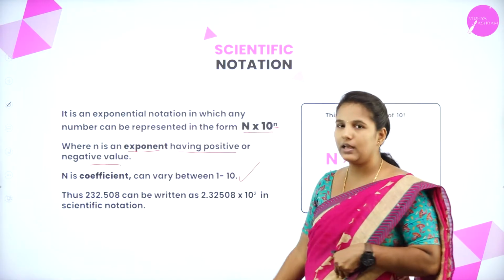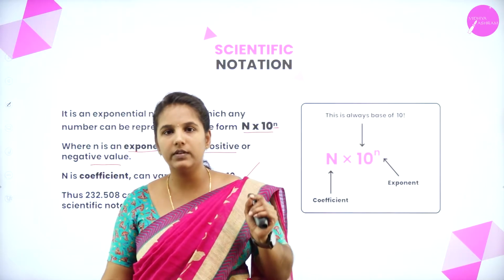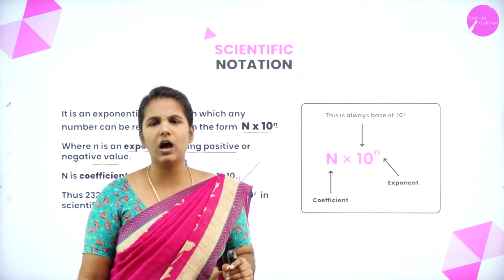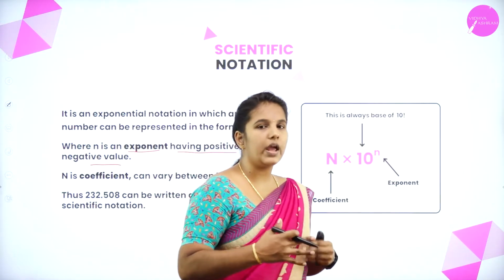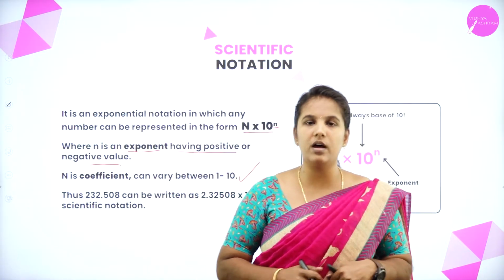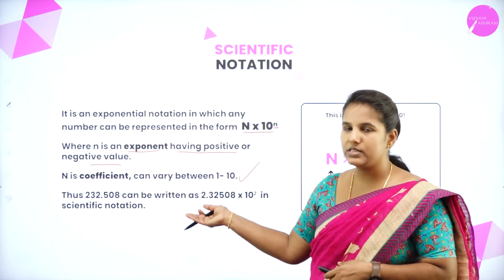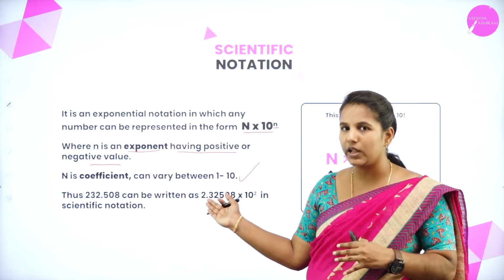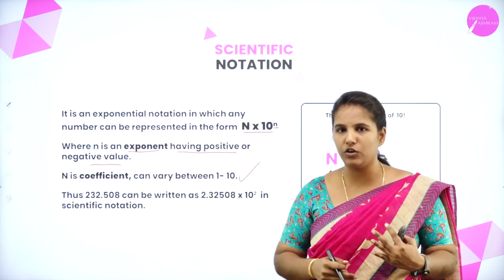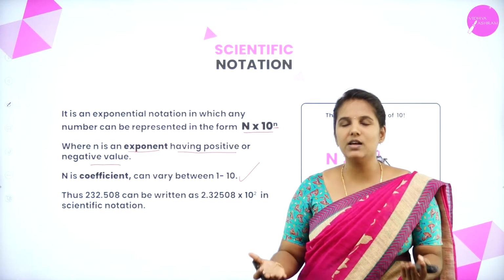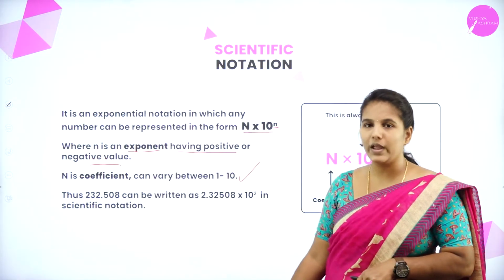By using this kind of manner, that is N into 10 to the power of n, this is how the scientific community has invented a new way of writing large numbers while doing scientific calculation. This is known as scientific notation. What is scientific notation? It is nothing but an exponential notation where any number can be written in the form of N into 10 to the power of n.